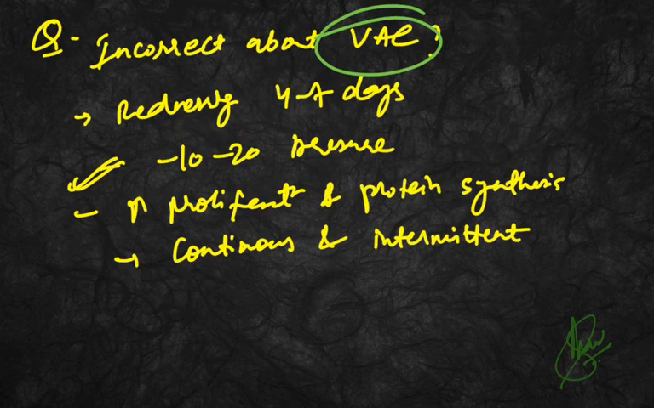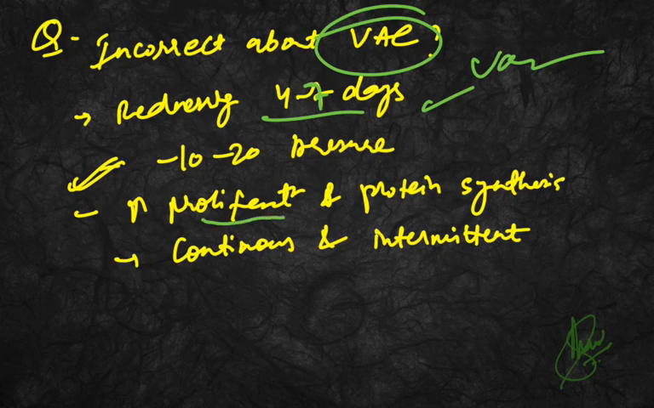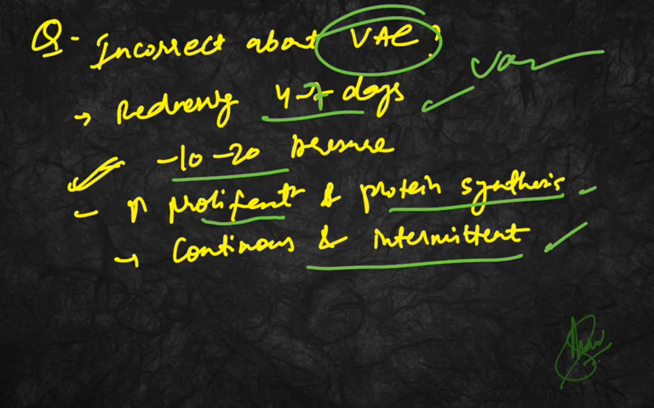Incorrect about VAC. VAC is vacuum assisted closure. Redressing after 4 to 7 days, yes, we have to do. Increased proliferation and protein synthesis, yes, it is correct. Continuous and intermittent, that is also correct. But pressure, they have written -10, -20, that is wrong. Pressure is -125 mmHg.